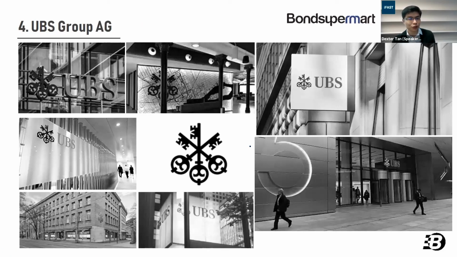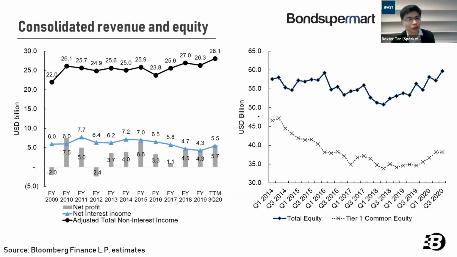The last issue which I'd like to highlight is UBS. UBS is a Swiss bank. Unlike DBS, most of its income is actually driven by non-interest activity. Non-interest activity is driving most of its total income. This is the interest-related income, here, as well as the profit. It's still profitable, with 5.7 billion of profit in the trailing 12 months ending September. As mentioned earlier, total equity is important for financials. Equity is improving, and common equity tier one is improving as well.